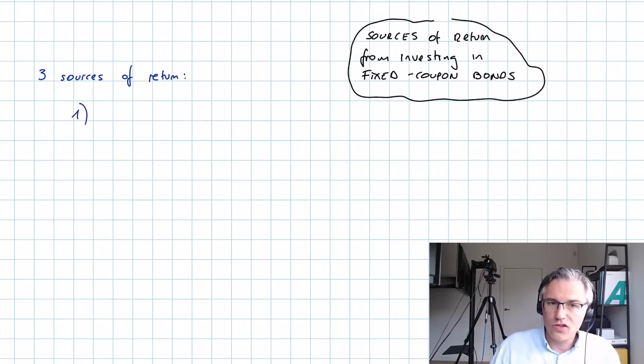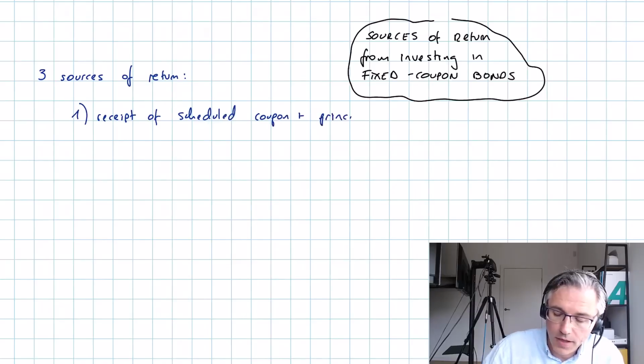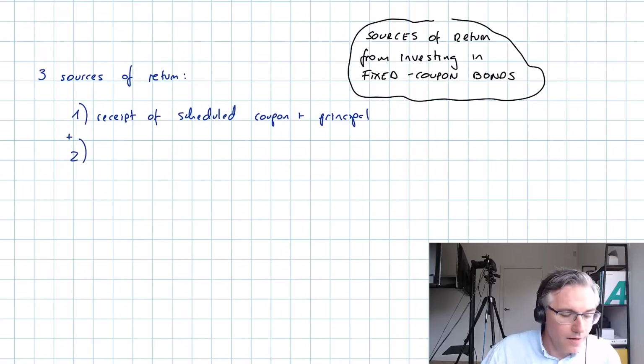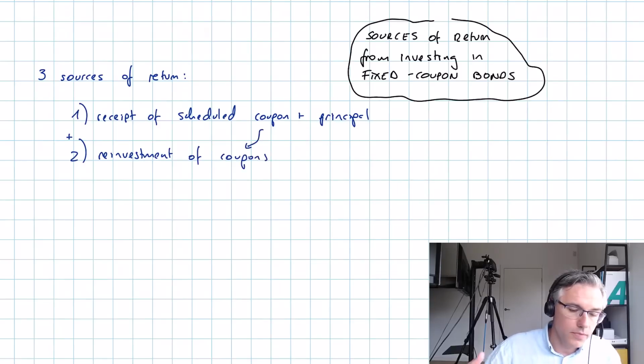First of all, this is the most obvious one, I guess. Simply the receipt of scheduled coupon plus principal payments. And I'm assuming these will be paid on time. Then the second one is the reinvestment of coupons. So these coupons will be reinvested.